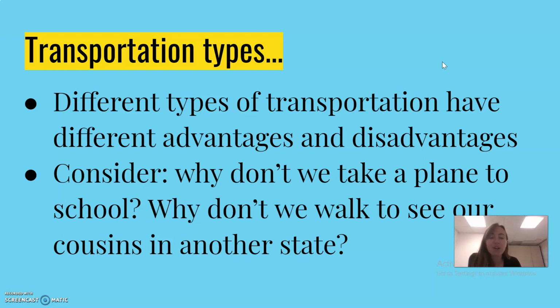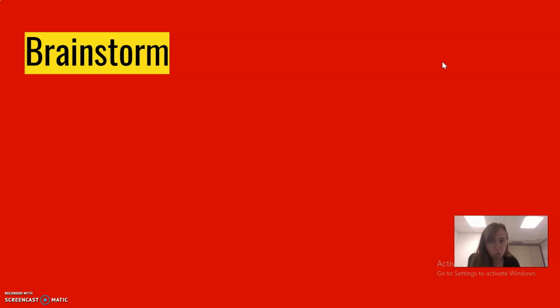And these advantages and disadvantages happen kind of contextually. So for example, why don't we take a plane to school? It sounds kind of crazy because we would never do that. And the reason is that there's some big disadvantages of taking a plane. For example, it would be super expensive. It's hard to lift off and it's hard to land in the right place. And it just doesn't make sense for such a short distance. Similarly, why don't we walk to see our cousins in another state? I'm sure you can think of the disadvantages of that.